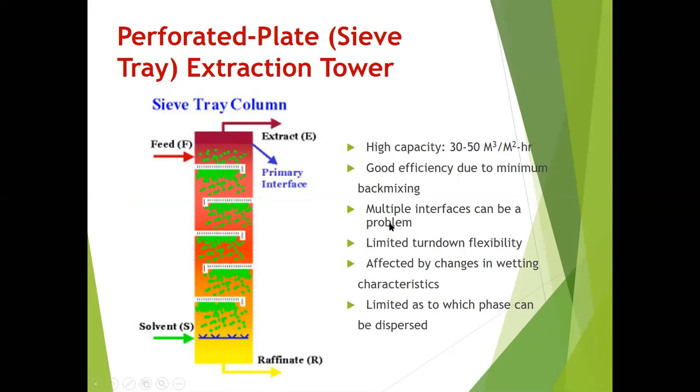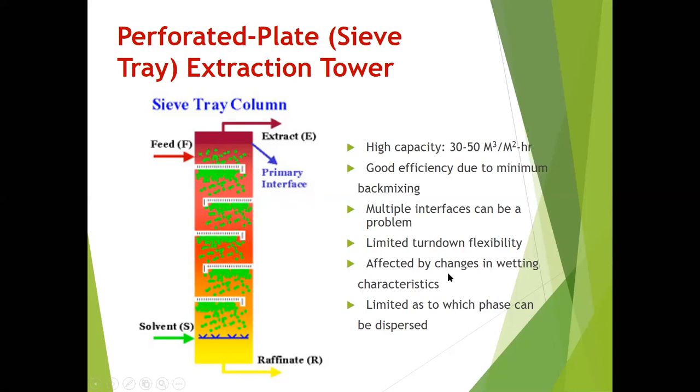Multiple interfaces can, however, be a problem here because of the dispersion of the solvent and of the feed that is going down. So there might be the formation of multiple interfaces. Now, it has limited turndown feasibility, meaning it can only process a certain amount of material, and in terms of the product being withdrawn, which is the extract, the main product, it's also very limited. So we cannot have it perform higher than the packed tray column.